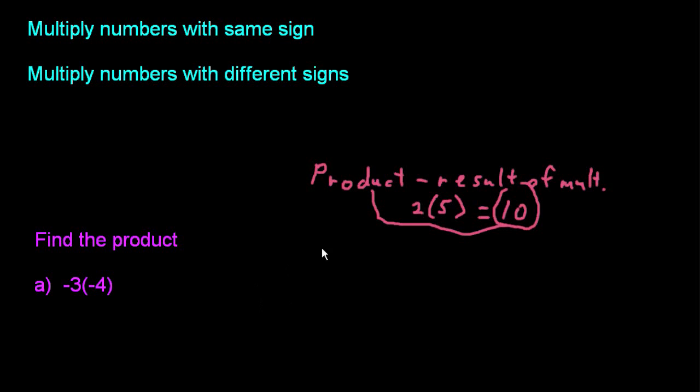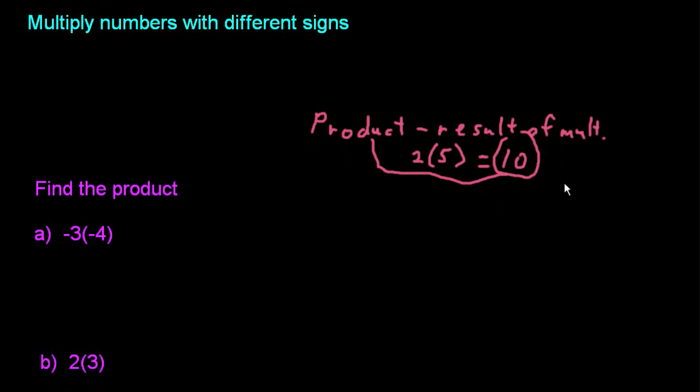So now for our problem, we have -3 times -4, and we need some rules because notice the signs were the same there. So what happens when you multiply with the same or like signs? What are the rules?